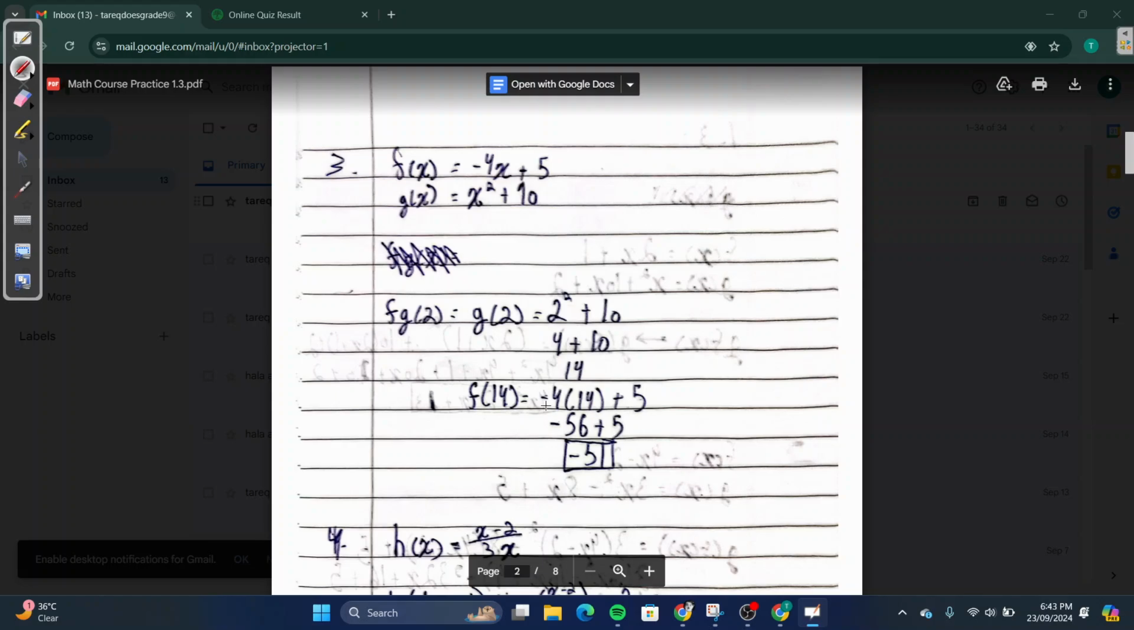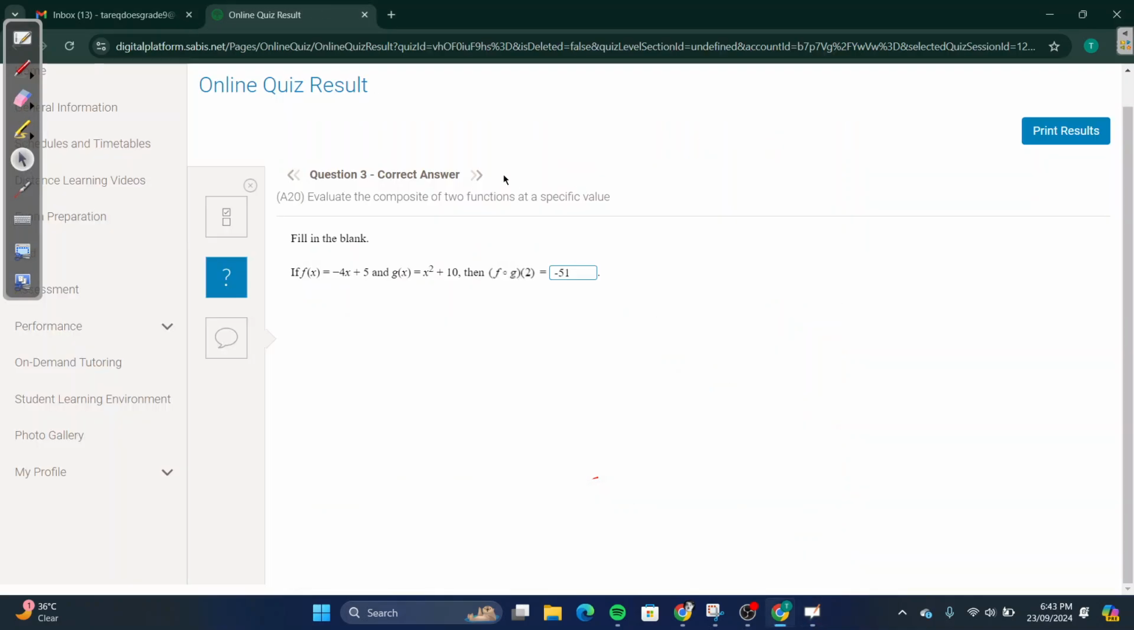Negative 4 times 14 is negative 56. Plus 5 stays the same because it's a constant. Negative 56 plus 5 is negative 51. If negative 51 is your answer, okay, question 4. When I go to the results page.